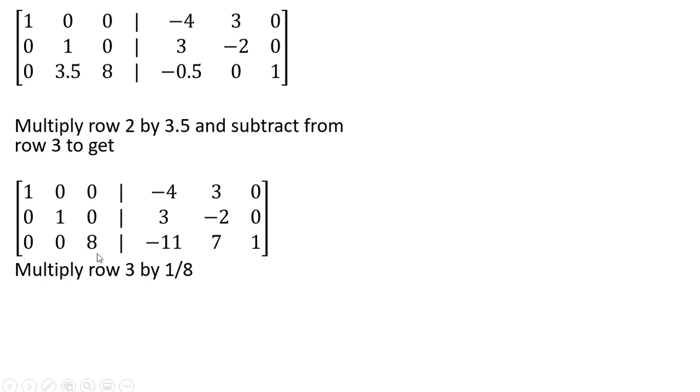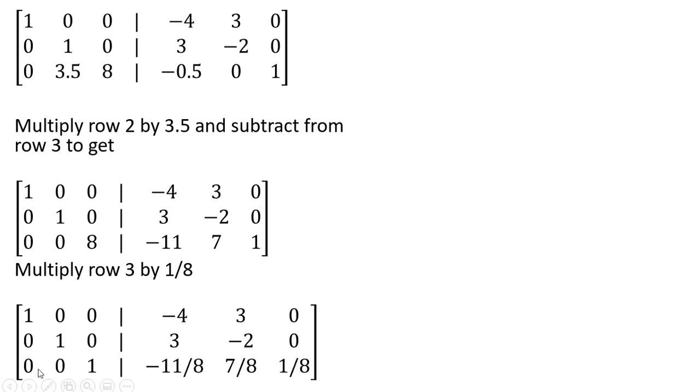And then finally we want to get a 1 here in row 3, column 3. And we can do that by multiplying row 3 by 1/8. And that will leave our bottom row looking like this. So we finally got this left-hand side matrix into an identity matrix. That means that if we did everything right, this right-hand side matrix is going to be the inverse matrix for matrix A.